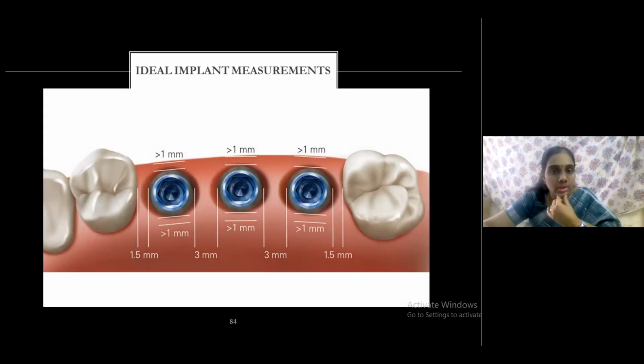So for ideal implant placement, it is not only the soft tissue; even radiologically, you have to make measurements so that you have at least more than 1 millimeter of cortical bone on the buccal and the lingual side. The space between implants should ideally be 3 millimeters, and the space between the implant and the teeth should be more than 1.5 millimeters. Based on this, the measurements are made in the implant window in the CBCT software.